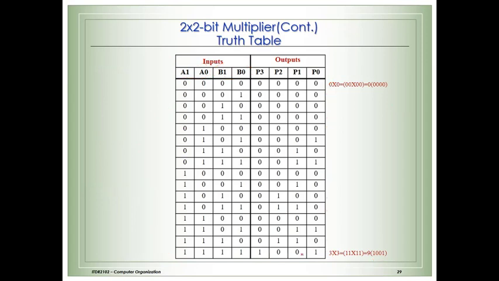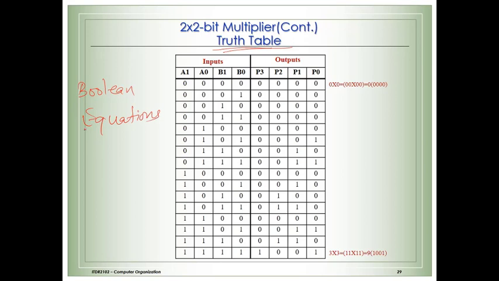Correct? So it means that for these inputs, 4 input lines are there. We have this output which is also 4 output lines. Correct? Now we got our truth table. Then the next step is to write Boolean equations.